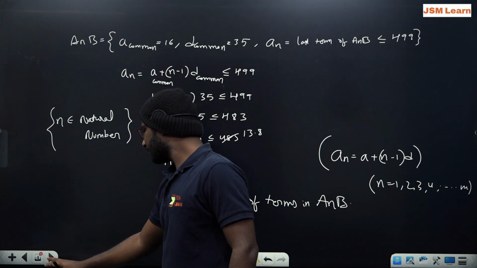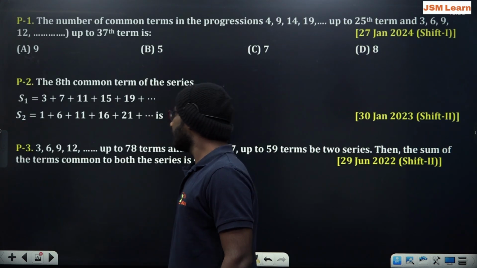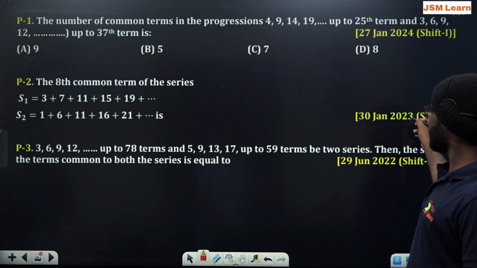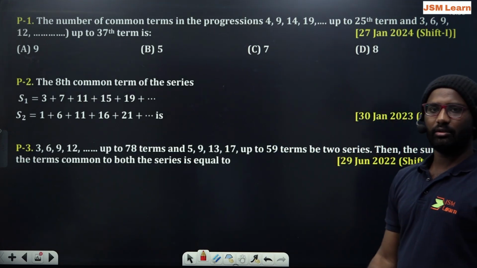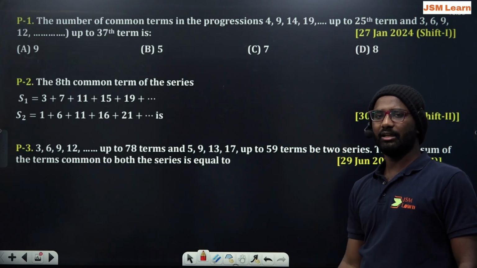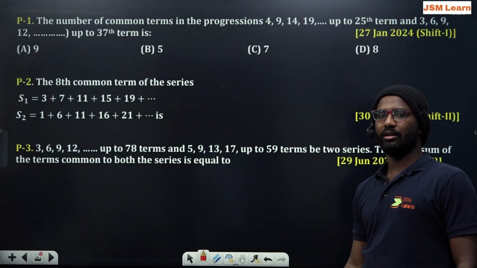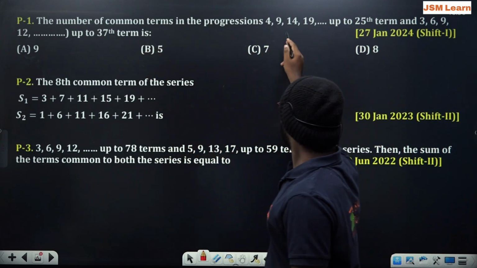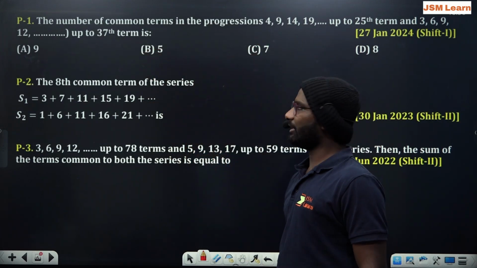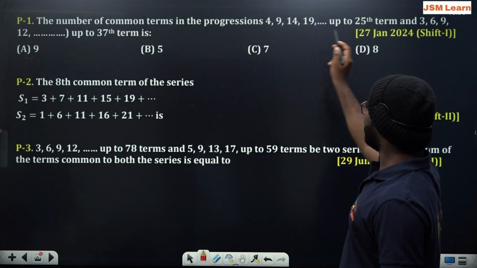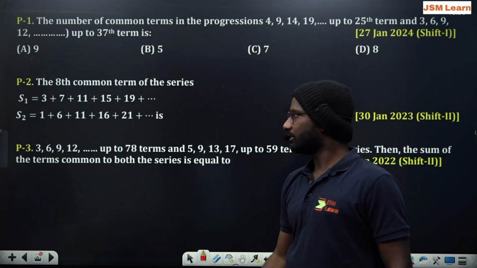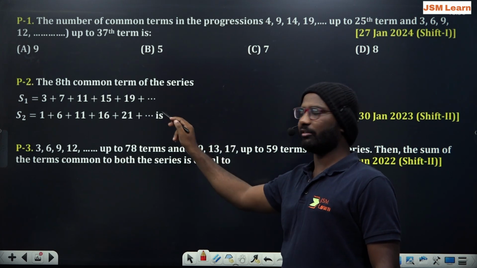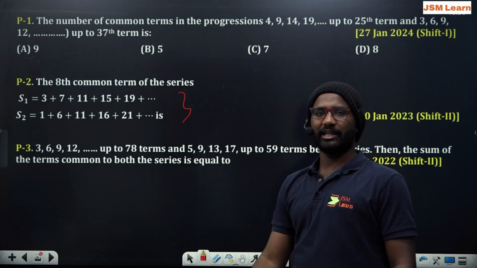Now we will see some similar questions asked in the previous JEE Mains in 2024, 2023 and 2022 about the similar concept of the number of common terms for two given arithmetic series. So here the question is about two arithmetic series, and out of this we need to find the number of common terms. And in the second question we need to find the 8th common term of these two arithmetic series.